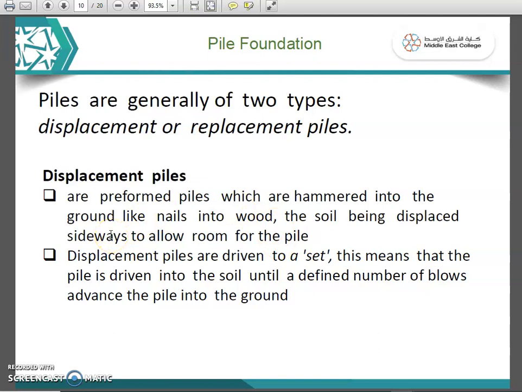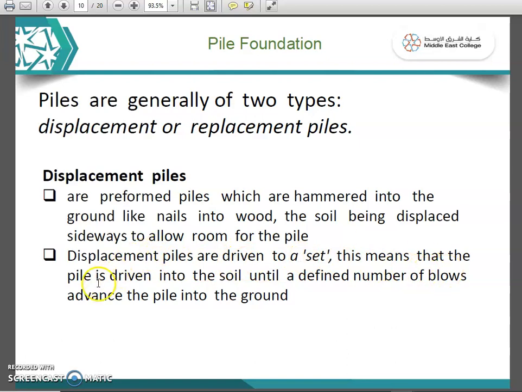And when you are inserting it, whatever the volume of the soil the pile is going to occupy will be displaced towards the sides of the pile or the bottom of the pile. However, it will densify the soil. So displacement piles are driven to a set.